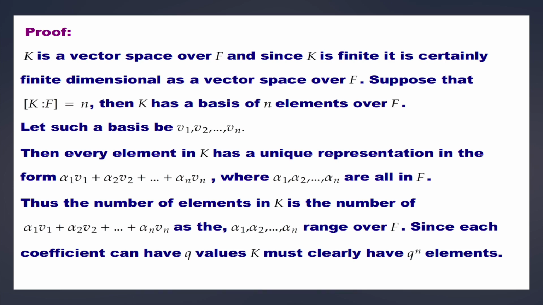Then every element in K has a unique representation in the form alpha 1 V1 plus alpha 2 V2 and so on up to alpha n Vn, where alpha 1, alpha 2 and so on up to alpha n are all members of F. Thus, the number of elements in K is the number of such combinations as alpha 1, alpha 2, up to alpha n range over F. Since each coefficient can have q values, K must clearly have q^n elements. Let us find out the characteristic of a field in the next result.